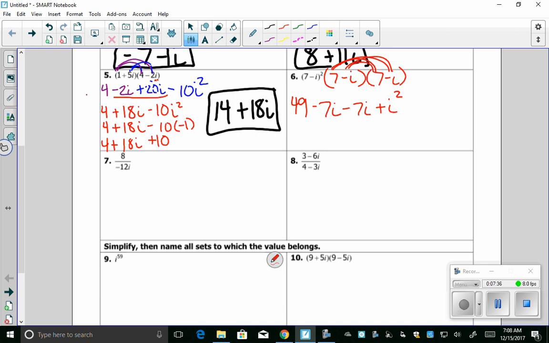Combine like terms. 49 minus 14i plus i squared. Substitute negative 1 in for i squared so that you get plus negative 1. Positive times a negative becomes a negative. And combine like terms one last time. 49 minus 1 is 48 minus 14i.